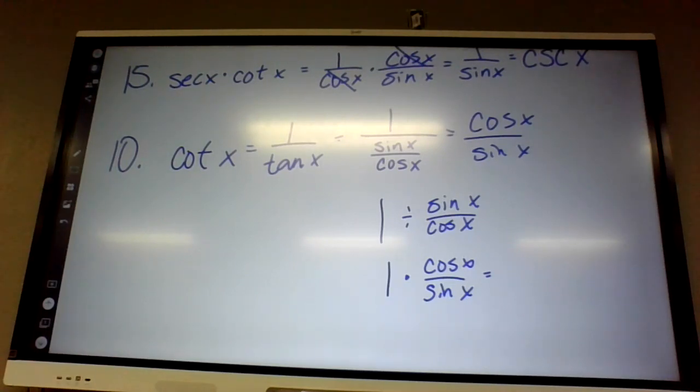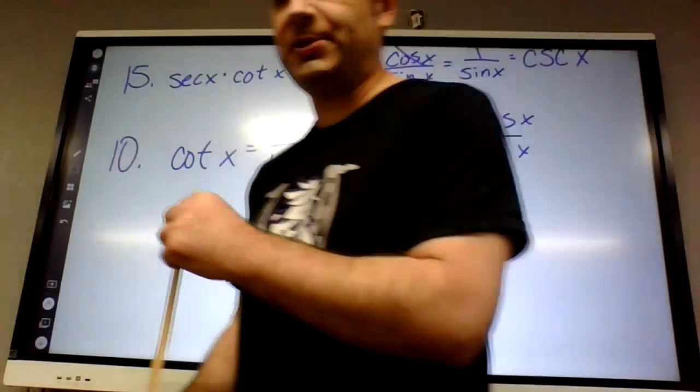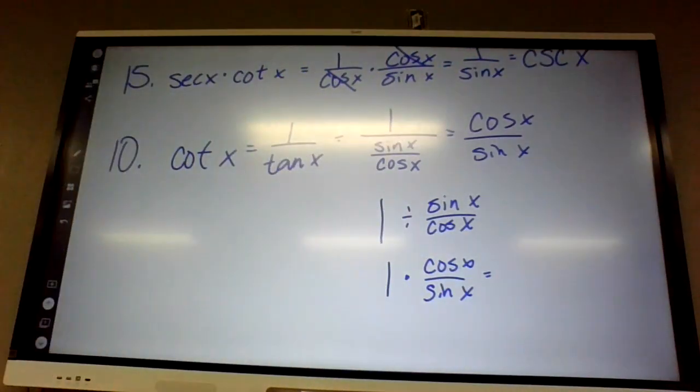Cosine over sine? Yep. Yes. Did not think I would get there. You got one. Yep, that'll work. Technically, you should have started with what they gave you. You kind of skipped that step though. You just changed cosecant into 1 over sine to start with.